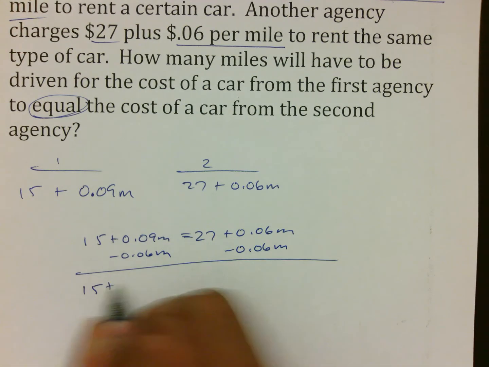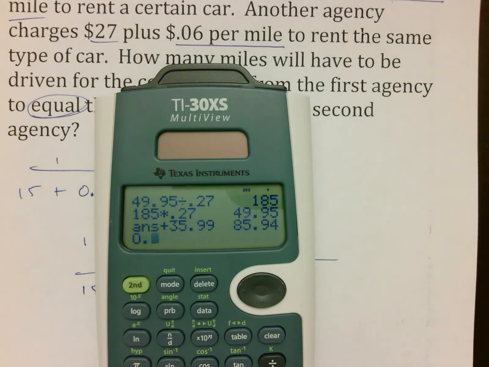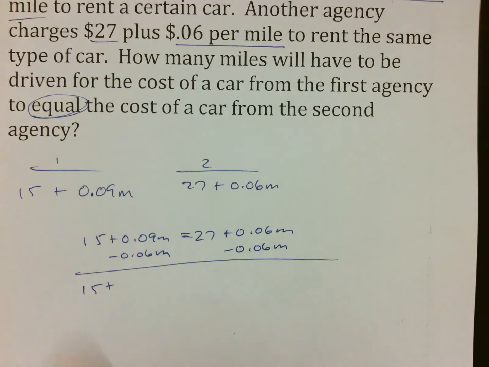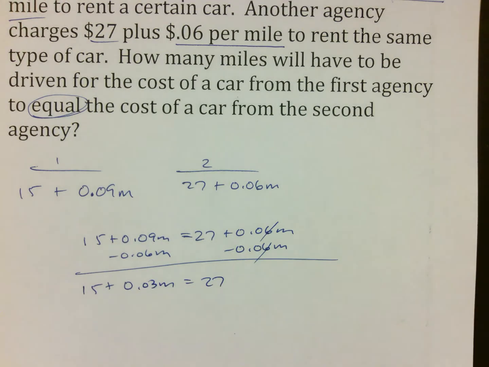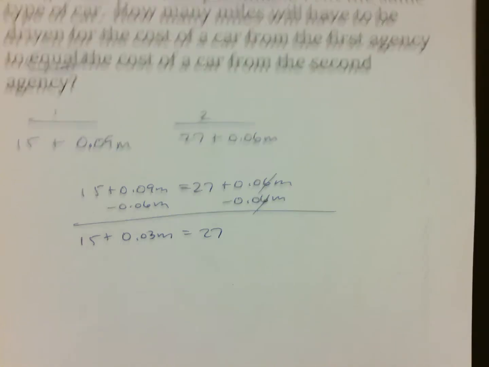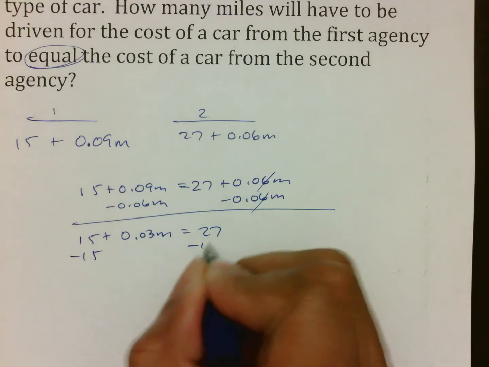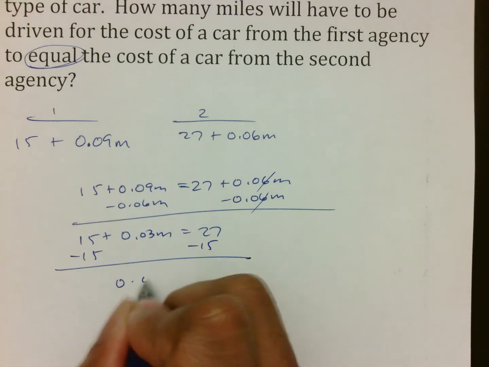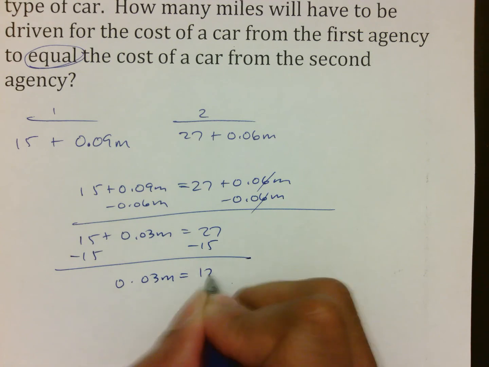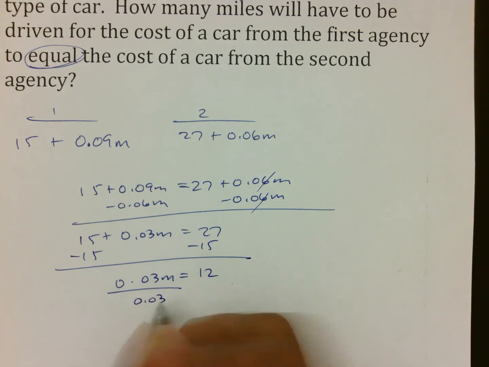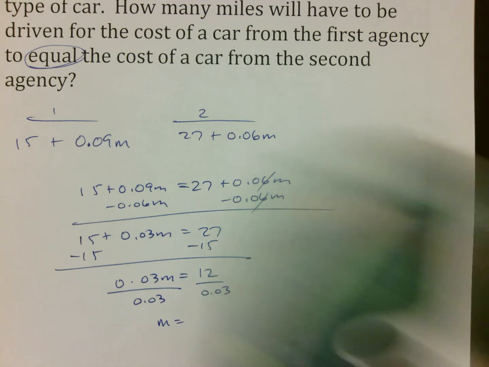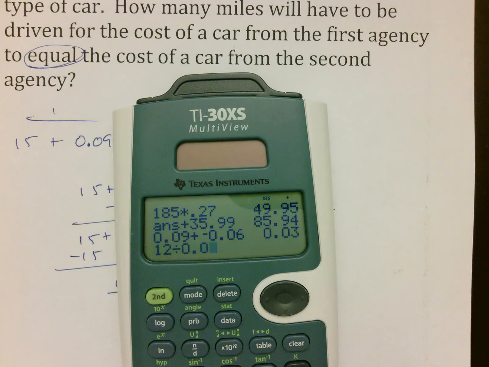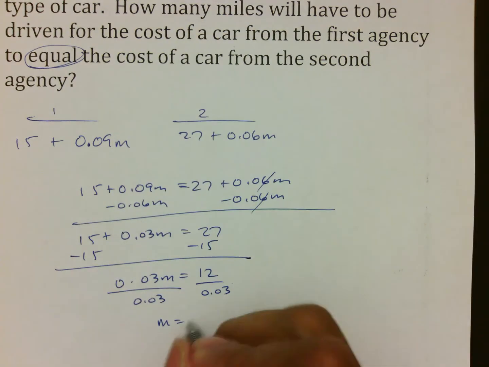That turns into 15 plus 0.03 M equals 27, and of course those two things go away. Now we move our 15 by subtracting it. 0.03 M is equal to 12. Then divide by 0.03. Again, make sure you do not lose that decimal, because that causes a lot of issues with people. 12 divided by 0.03 is 400.